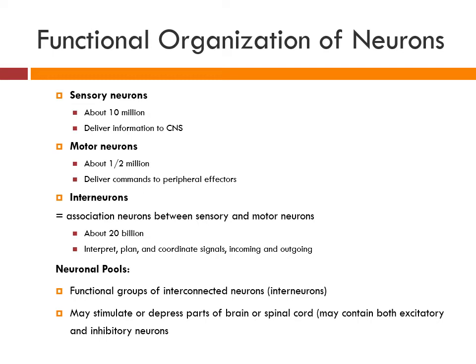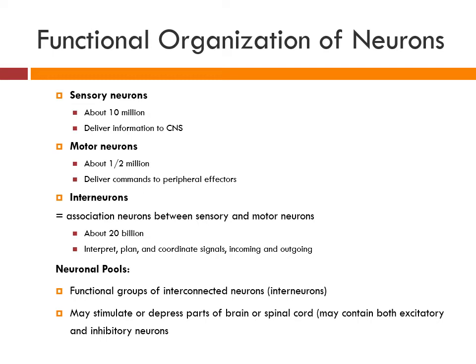And then we have our interneurons, which we did talk about last week. Our interneurons are association neurons that help us to integrate information between sensory neurons and motor neurons. And we have 20 billion interneurons. So they're very important in interpreting, planning, and coordinating signals that are incoming and outgoing. So our interneurons outnumber all other neurons by far.